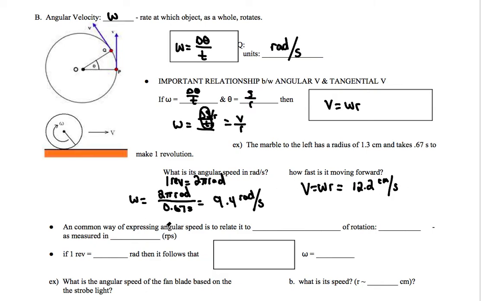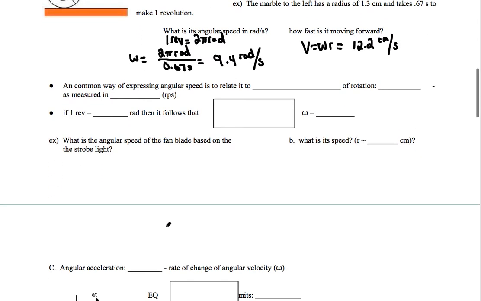Another common way of expressing angular speed is to relate it to the frequency. This is very common in a lot of engineering applications. You might hear of it as revolutions per minute, RPM.